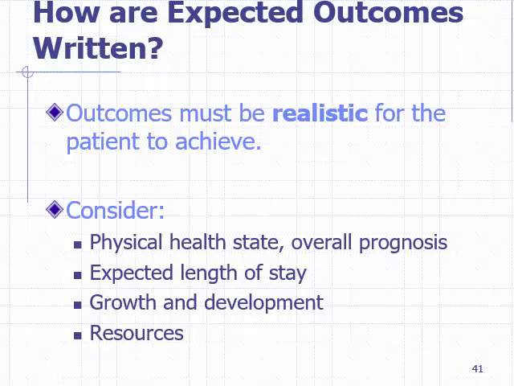Outcomes must be realistic for the patient to achieve. When determining if it's realistic for your patient to achieve the outcome goal, take into consideration the following issues. What is the physical health state of the patient and their overall prognosis? What is their expected length of stay? What is their growth and development level? And what resources do they have to enable them to be able to do the outcome?